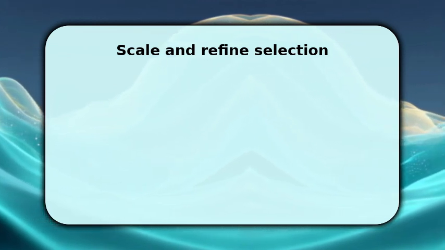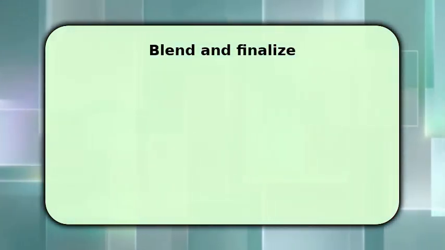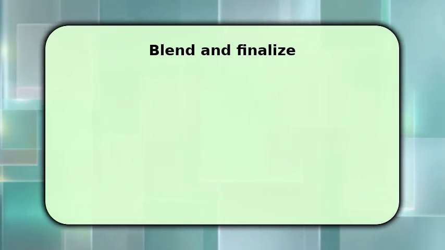Place the scaled patch where it should appear and add a layer mask to control visibility. Use a soft brush at low opacity to gently reveal the magnified area. This creates a subtle transition.